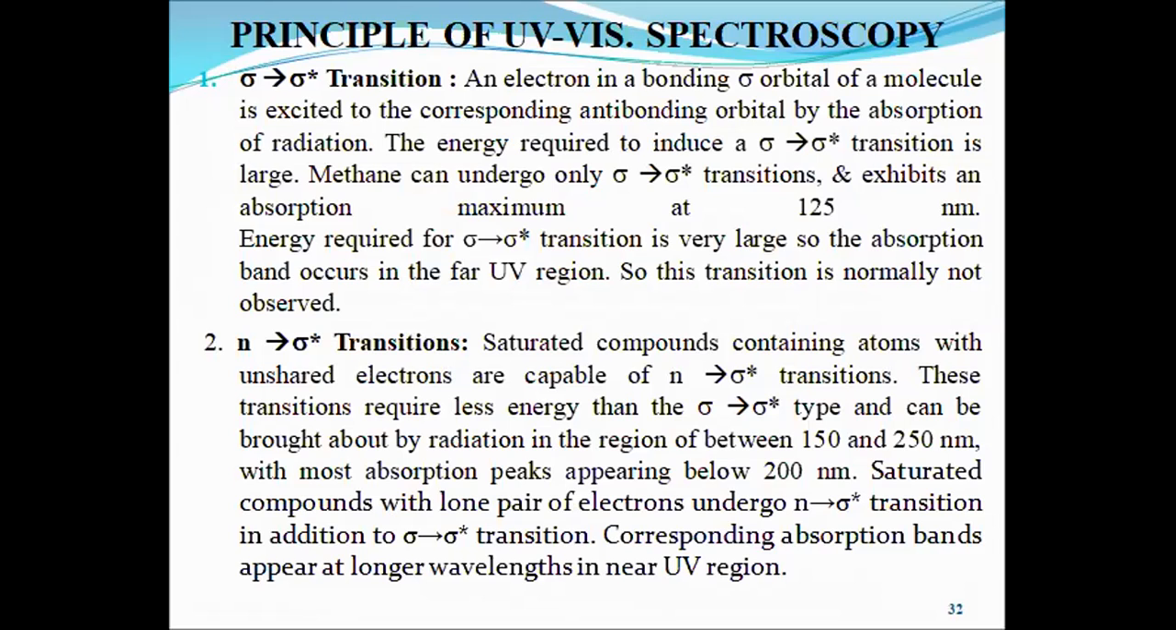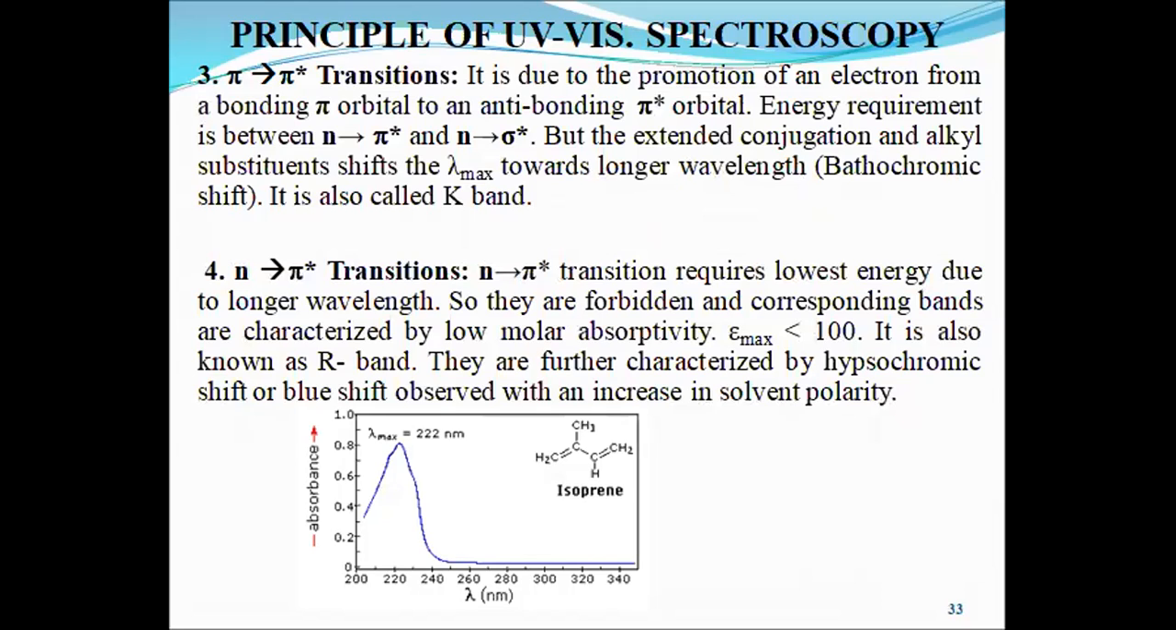Now, the next transition is pi to pi star transition. That is the transition in which pi electrons are excited to their higher energy or antibonding pi star molecular orbital. Such a transition is termed pi to pi star transition. The excitation of pi electrons requires smaller energy, hence the transition occurs at longer wavelength. This kind of transition occurs in unsaturated compounds which contain double and triple bonds, and also in aromatic compounds. Alkenes, alkynes, carbonyl compounds, cyanides, azo compounds, etc. show this type of transition.